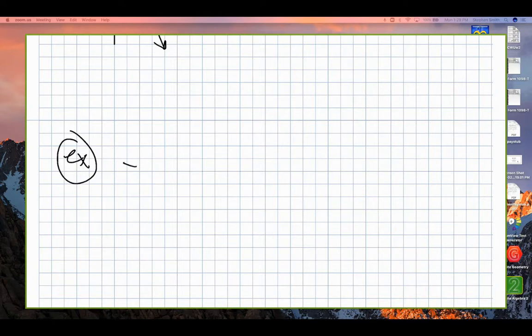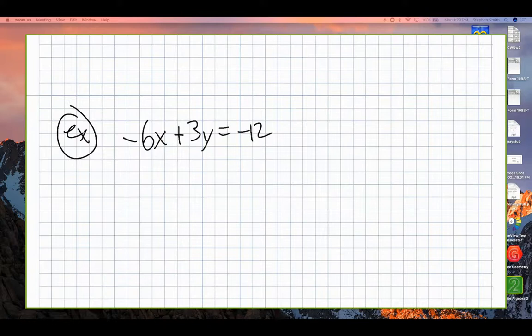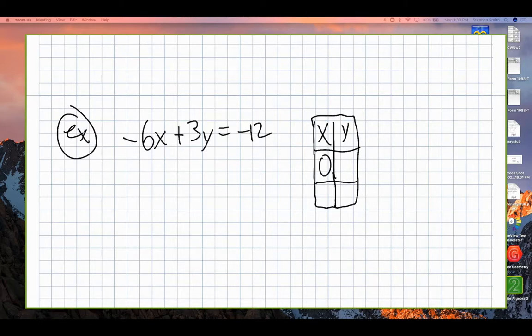Let's go with negative 6x plus 3y equals negative 12. So here is our standard form equation. Ax plus by equals c. And again, we're going to find the x and the y intercept. If you want, you can make a table. It is really up to you how you want to do it. 0 goes in for x, a 0 goes in for y, and we're going to find these 2 points.